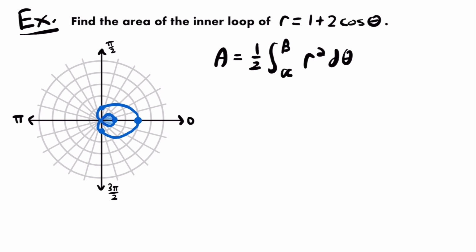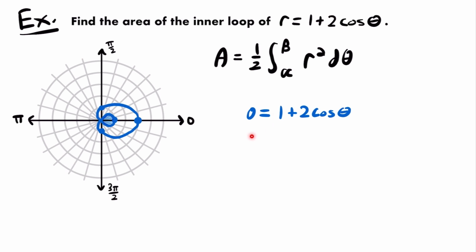So if we can determine what angles of theta correspond to each time the radius is 0, we can determine our bounds of integration. And the way we can do that is by setting our polar equation equal to 0, right? If we set r equal to 0 and solve for theta, that should give us two angles of theta for which this polar curve has a radius of 0, where the inner loop starts and where it stops. All right, so let's do that. We'll have 0 is equal to 1 plus 2 times cosine theta. We're just setting our polar equation equal to 0. Now let's solve for theta.